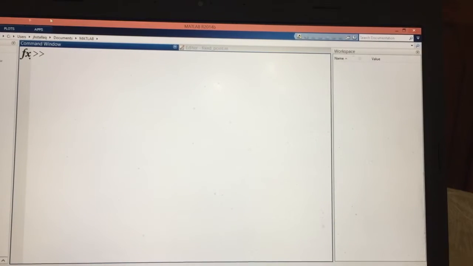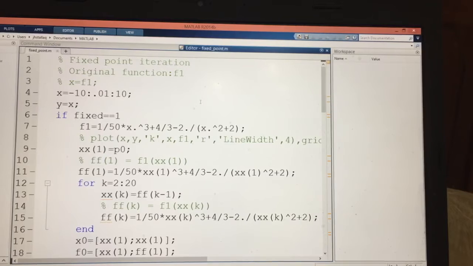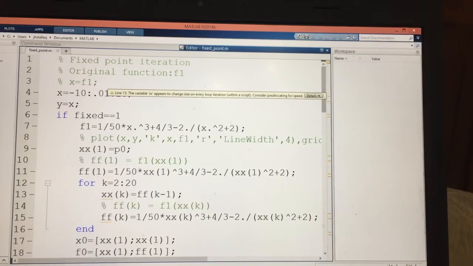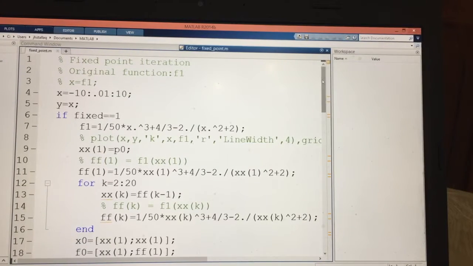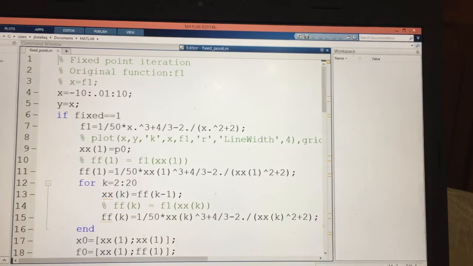Now I have already typed the program. I sent it to you today through the WASC group. I want you to edit it yourself in MATLAB and experiment with it, but I'll show you how you do that. So this is the fixed point iteration. The original function is f1.